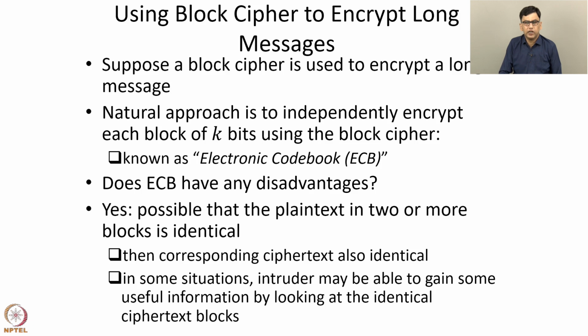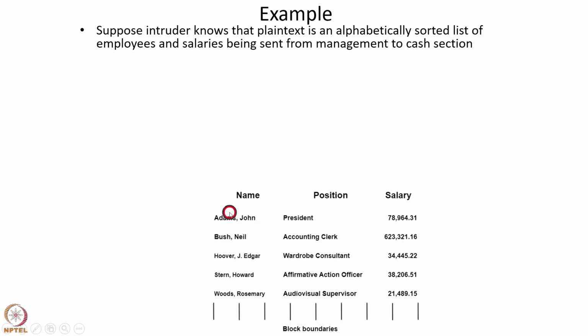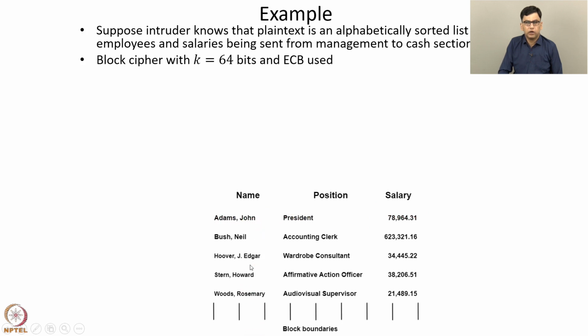So, we will discuss an example. Suppose the intruder knows that the plain text is an alphabetically sorted list of employees and their salaries being sent from management to cash section. It looks like this. We have a set of rows, and in each row we have the name of the employee, then the position of the employee and the salary. So, this is a set of rows like this. We use a block cipher with k equals 64 and electronic codebook for encrypting this list of employees and their corresponding information.